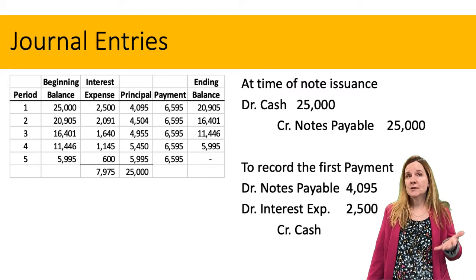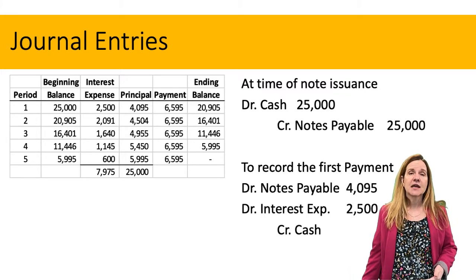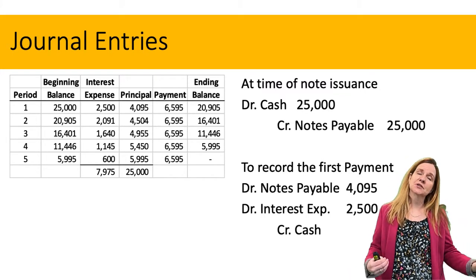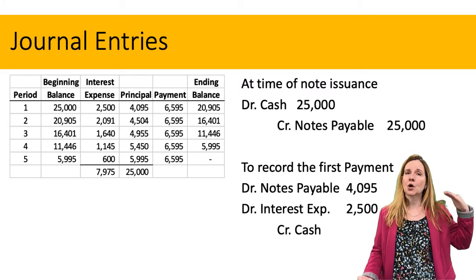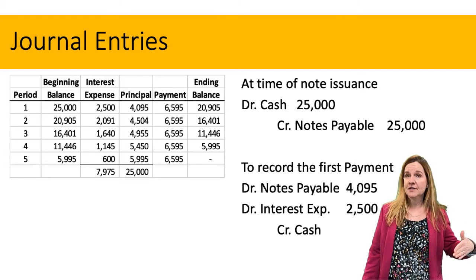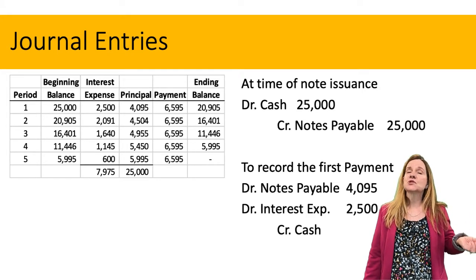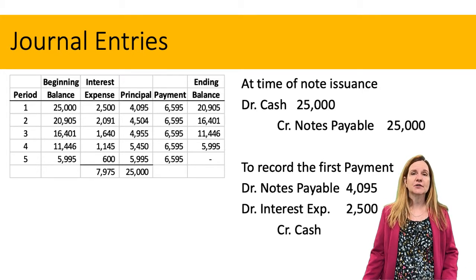Now on the first payment, we will look to the amortization schedule for period 1. Our payment will always be the same, reducing cash by $6,595, and then we have to split that up between the portion that's principal and the portion that is interest. The principal portion goes to lowering the note, so we debit notes payable to lower it by $4,095. And the expense portion we're increasing by debiting that account by $2,500. And our debits are equaling our credits.